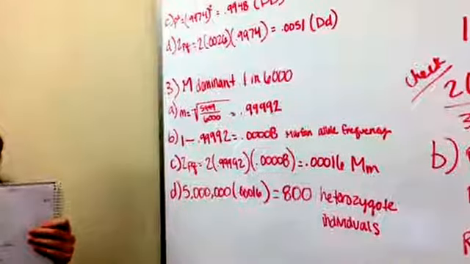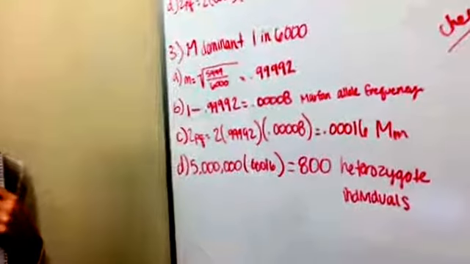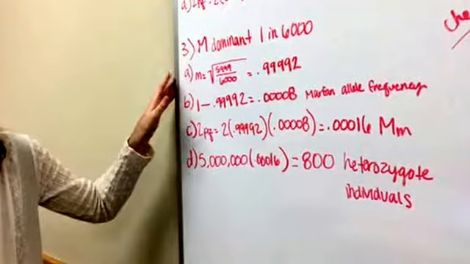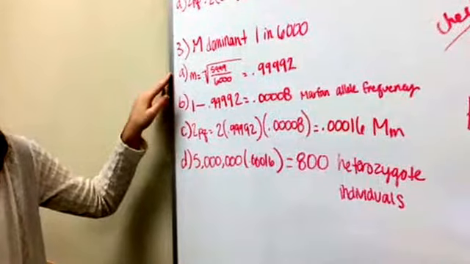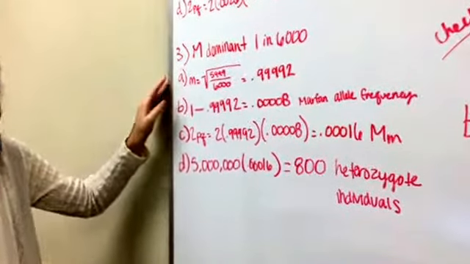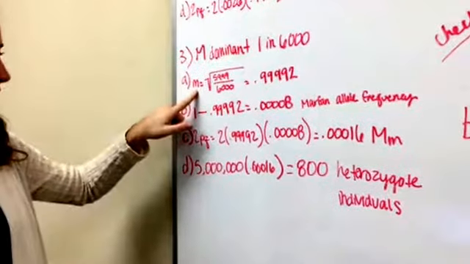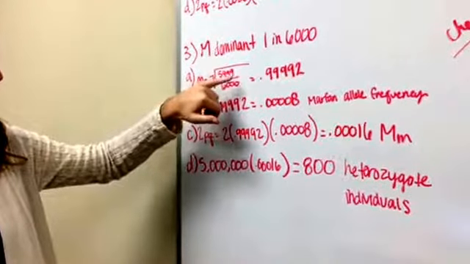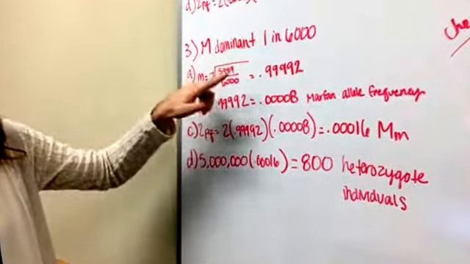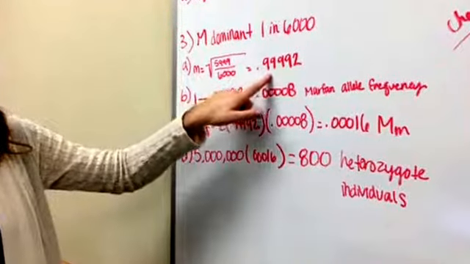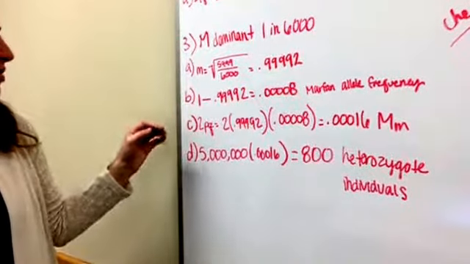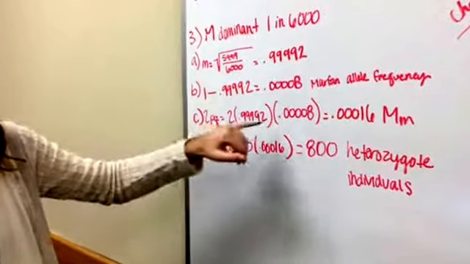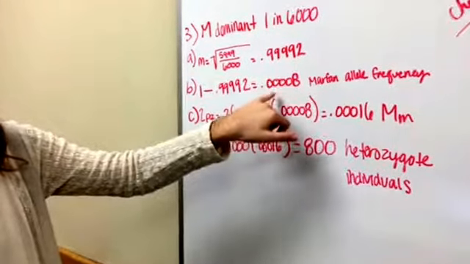Okay. For number 3, it's the Marfan syndrome, which is autosomal dominant. For part A, it's asking for the frequency of the non-disease allele, which we're just going to represent with little m. For the dominant one, it's 1 in every 6,000. So you'll take 5,999 divided by 6,000, and take the square root of that to find the individual allele. That gives you 0.99992. You subtract that from 1 with the Hardy-Weinberg equation, and you'll get the Marfan allele frequency, which is 0.0008.